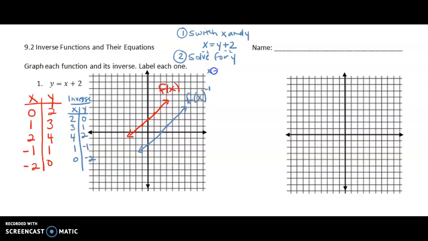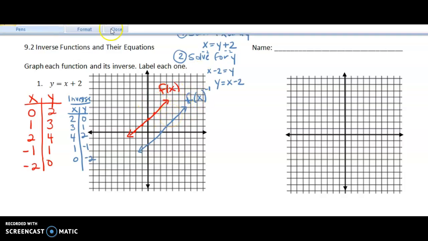So I'm going to get x minus 2 equals y, or if you want to flip it around, y equals x minus 2. Notice the operations have changed. Over here it was x plus 2. Now over here it's x minus 2. These are inverse equations. This is the inverse of your original graph.